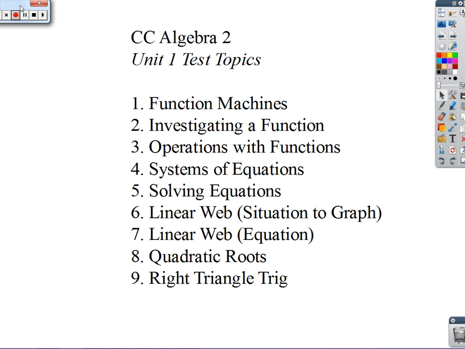Number 1 is going to be about function machines. Number 2, investigating functions. 3, operations with functions. 4, systems of equations. 5, solving equations. 6, linear web. 7 is also linear web. Some of them are a little bit different there. 8, quadratics, and 9, right triangle trig. Now, in this session, we're only going to review a few of those major topics. The others will be up to you to prepare yourself accordingly.